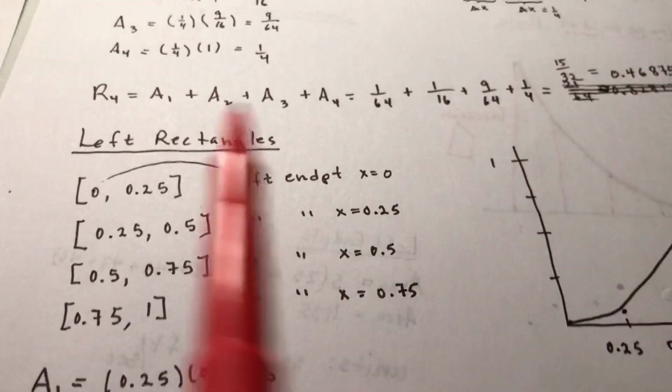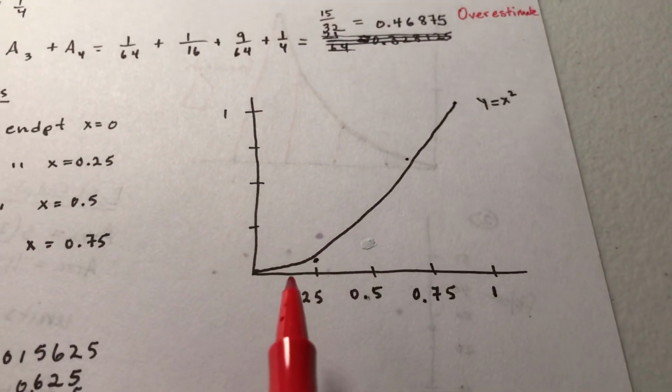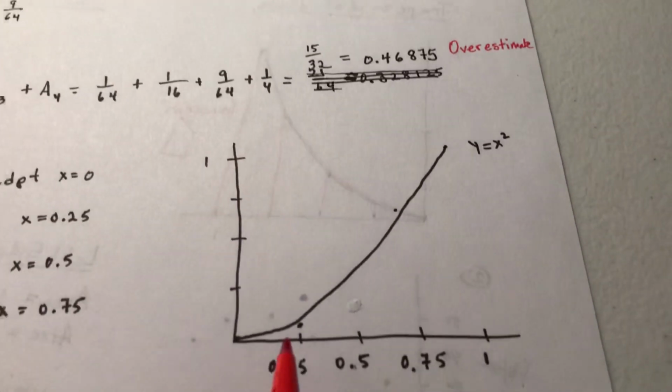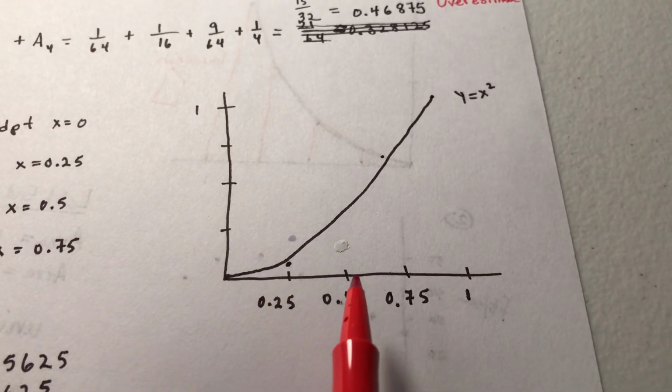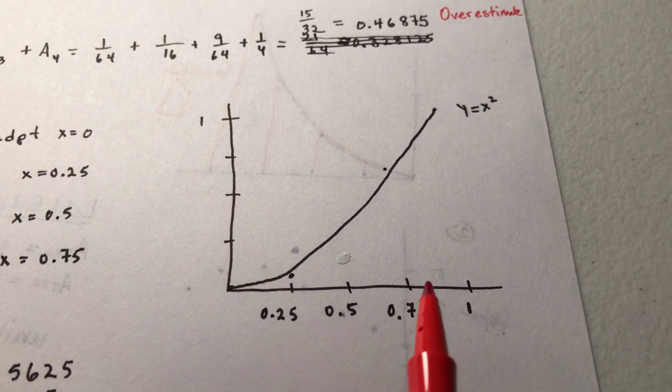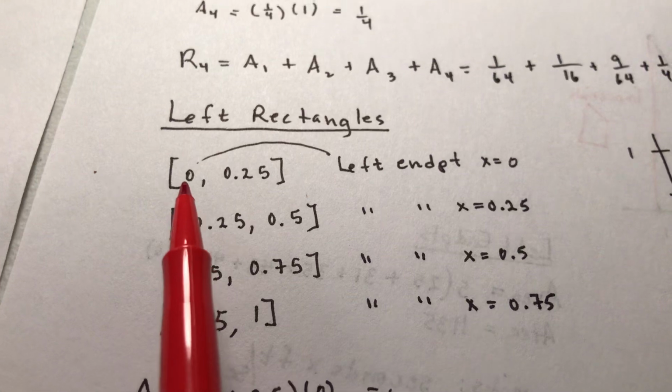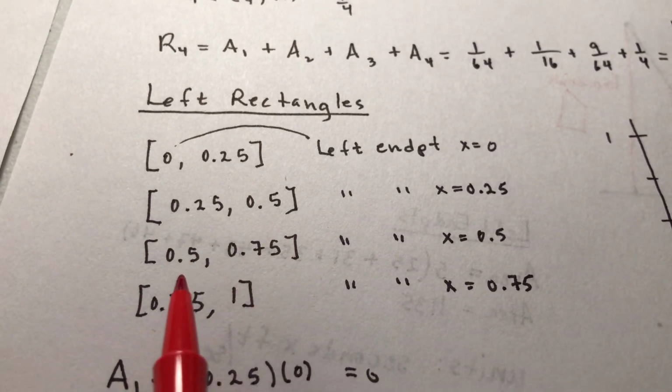I'm down here now, left rectangles, and I started to use decimals. So we still have 0 to a fourth, which is 0.25, and 0.25 to 0.5, and 0.5 to 0.75, and 0.75 to 1. So I put all those subintervals down. You can pause this if you're taking notes.